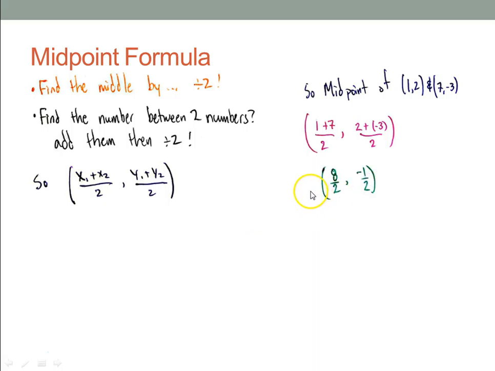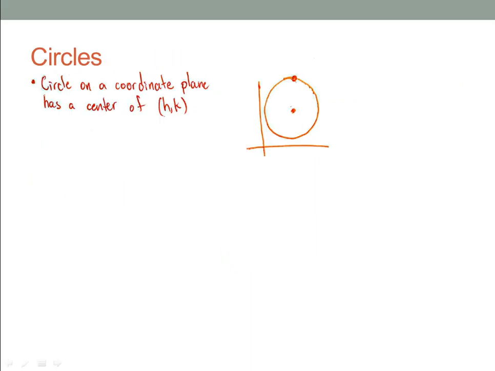Kaboom. Now I've got to simplify. 8 divided by 2 is 4, comma, -1/2. This point is in between these two. If we wanted to take some time on a piece of graph paper and draw those out, you would draw a straight line between 1, 2 and 7, -3, and you'll find that 4, -1/2 is directly on that line and exactly in the middle. Boom.